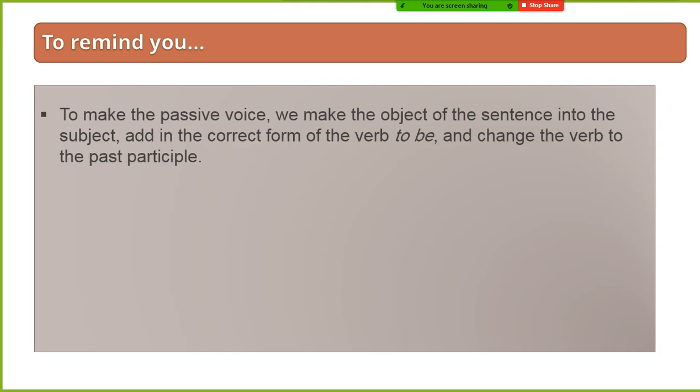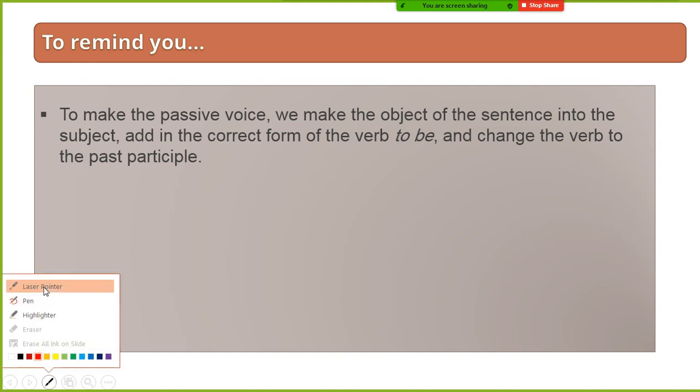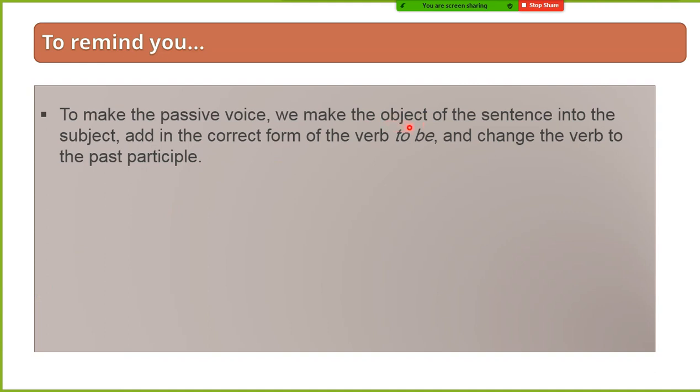Another thing, just to remind you, to make the passive voice, we make the object, the recipient of the sentence, into the subject. Yes, the object turned into the subject, but it is still the recipient, not the doer at all. And we add the correct form of the verb using verb to be.